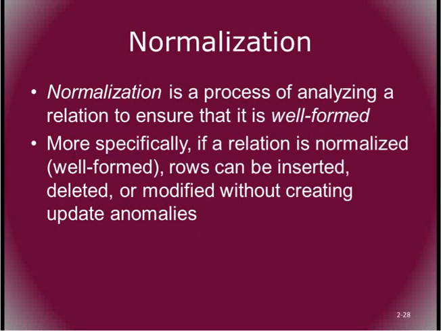I shouldn't say example, a term. But in a relational database, we go through a process as we design it known as normalization. Normalization is where we take a look at our data and we try to understand how it fits together. And we make sure that relations are well formed. So more specifically, if a relation is normalized, rows can be inserted, deleted, or modified without creating update anomalies.